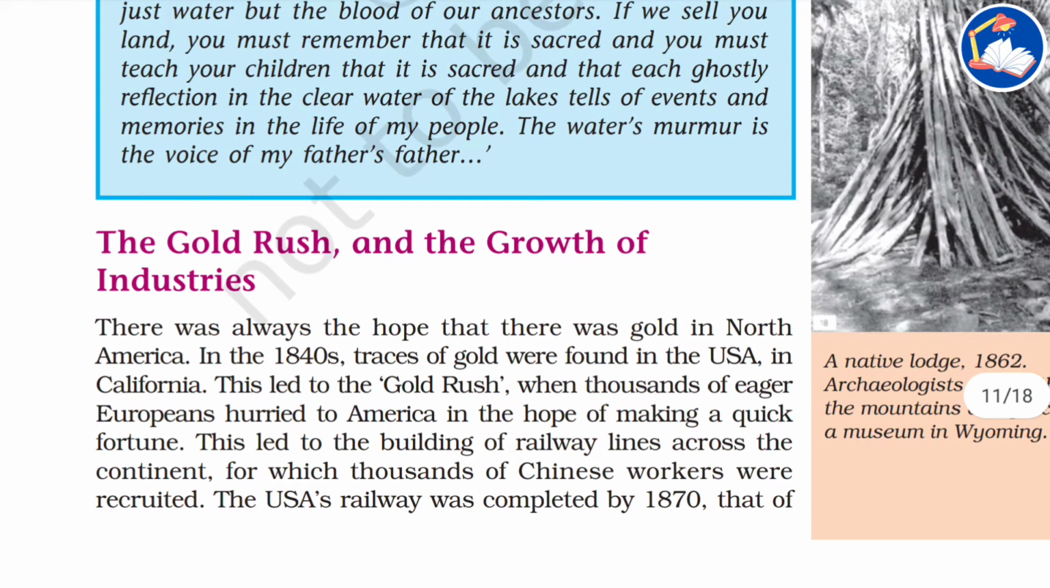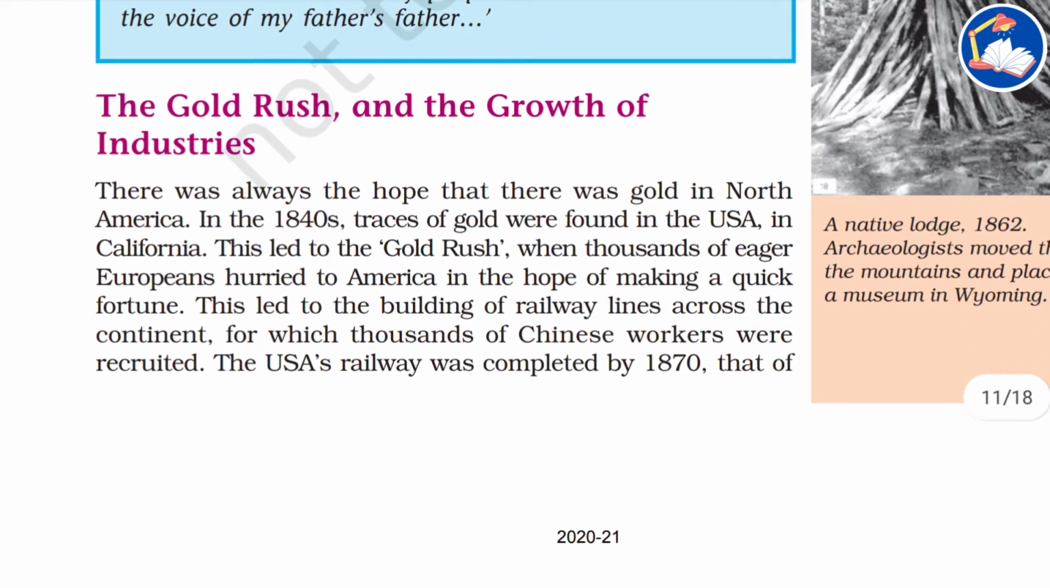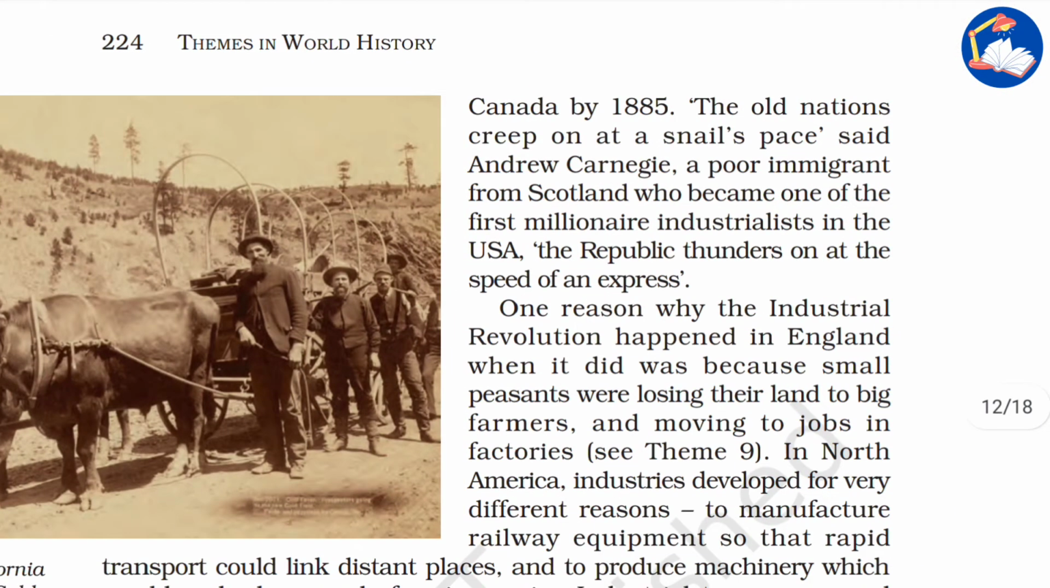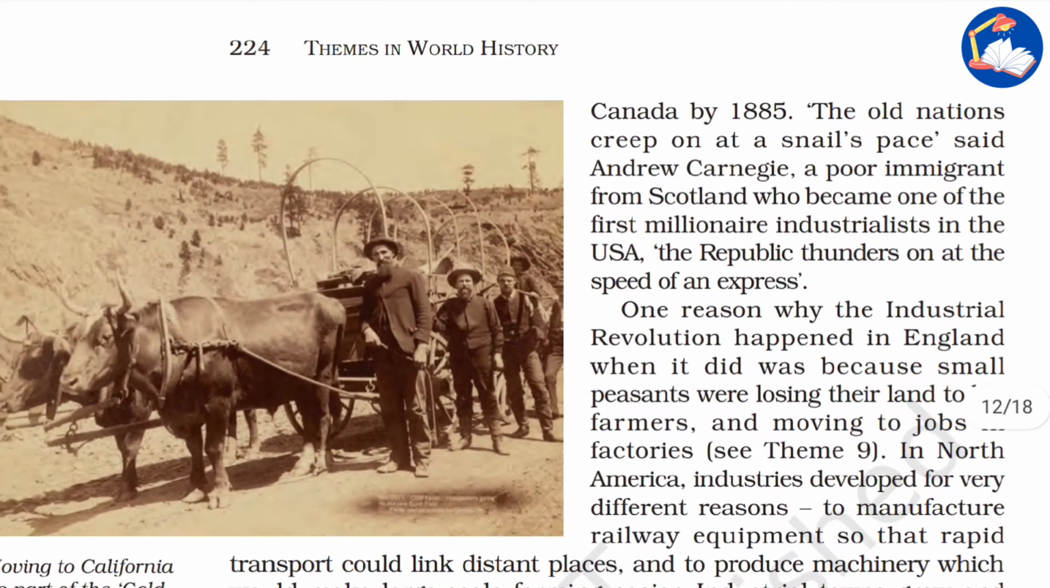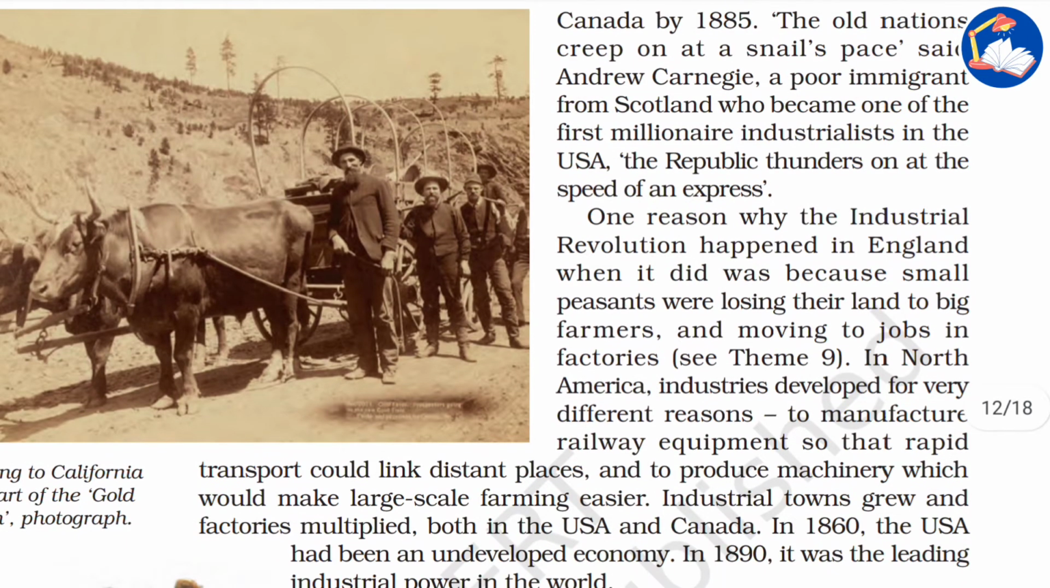And we will see here the gold rush and the growth of the industries. Gold was found in traces in the USA. And hearing of this, many Europeans hurried to America in hope of making a quick fortune. This actually led to the building of railway lines, and thousands of Chinese workers were recruited. In the case of Britain, it was the transportation of coal and iron which led to the development of railways. But in the case of USA, we can find the gold rush actually resulted in the expansion of railways.